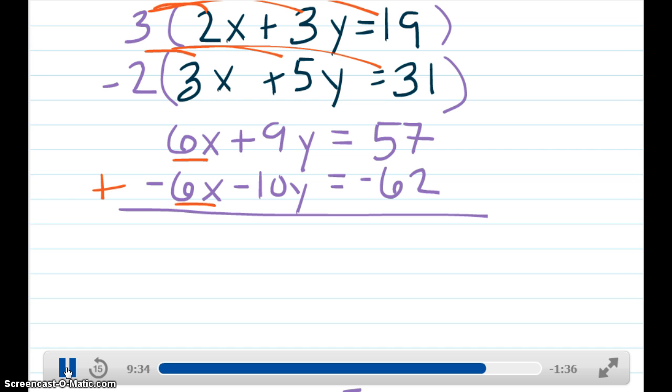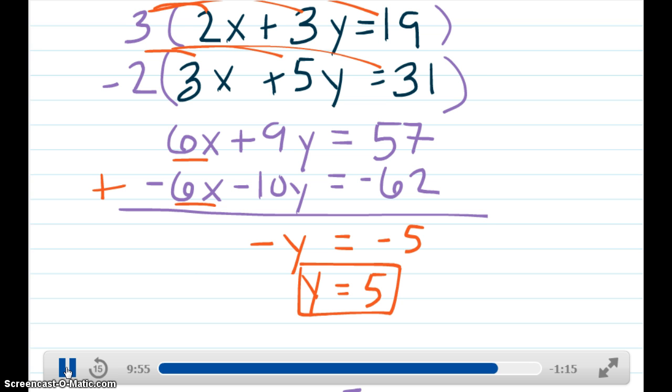So now we are going to add. So this becomes a 0. We have a negative y. And then when we add negative 62 plus 57, we get negative 5. So y would equal 5 when you divide by negative 1.